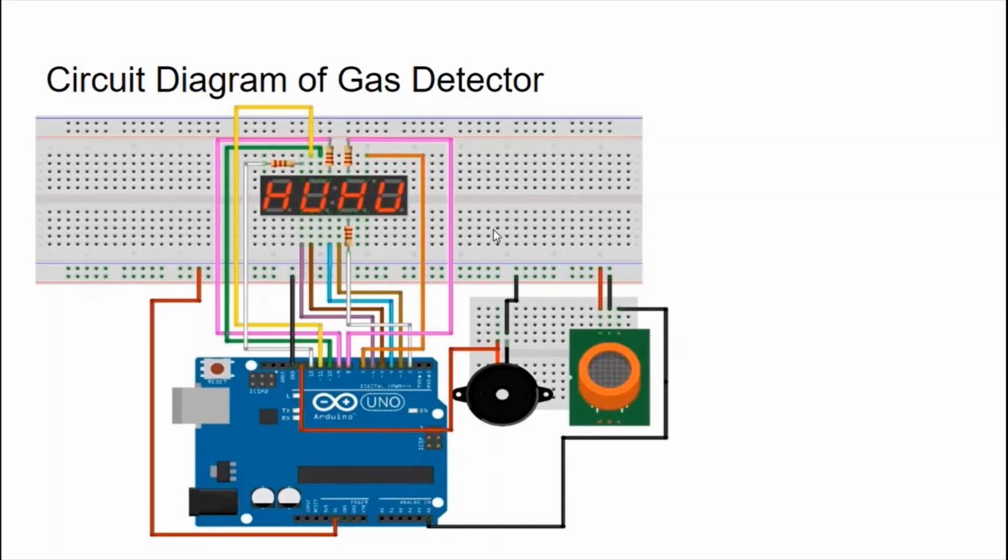Now we can look at the circuit diagram of the gas detector. This has an Arduino Uno board, a buzzer, a gas sensor, and a 4-digit 7-segment display, all of them connected to their respective pins in the Arduino Uno board.